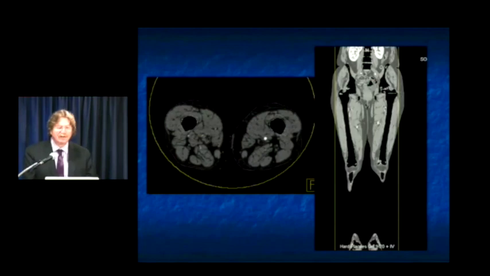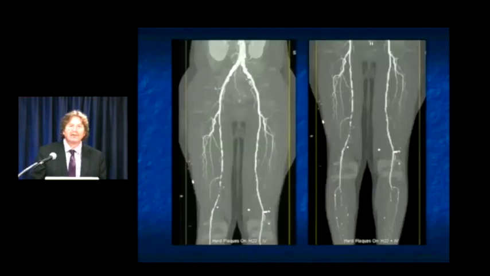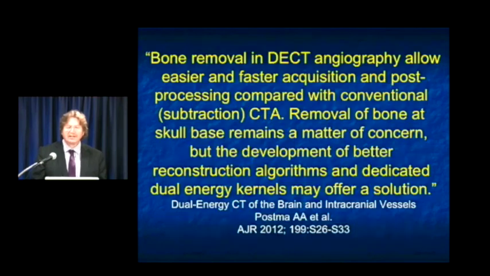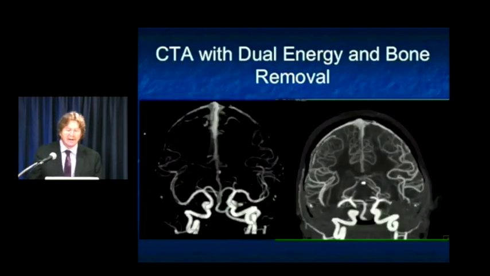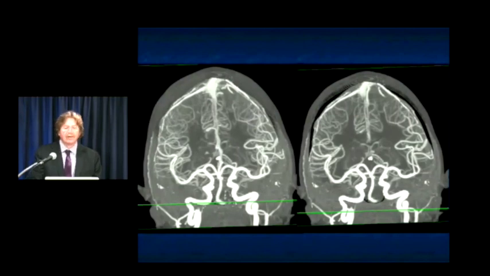And you can see with dual energy, very nice bone removal, very nice vascular mapping in a matter of seconds. Several articles, article by Postman, bone removal in dual energy allowed easier and faster acquisition and post-processing. Removal of bone at the skull base was of concern, but with dual energy it's much better. I think with classic bone removal, skull bases were impossible. With dual energy, it indeed works very nicely, routinely, all the time.